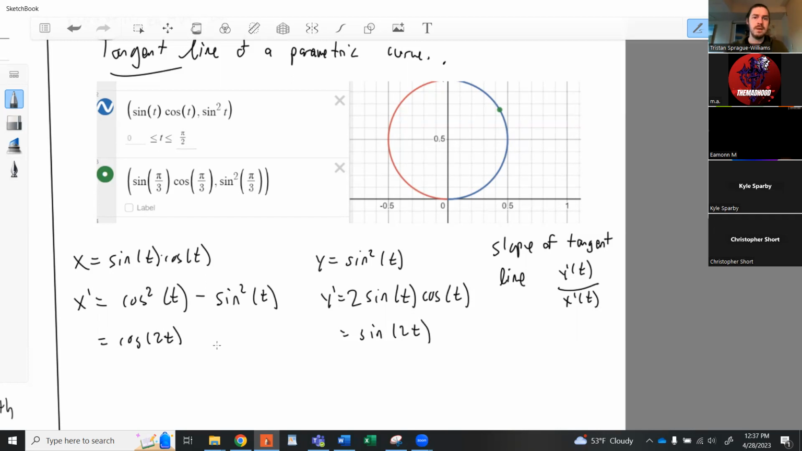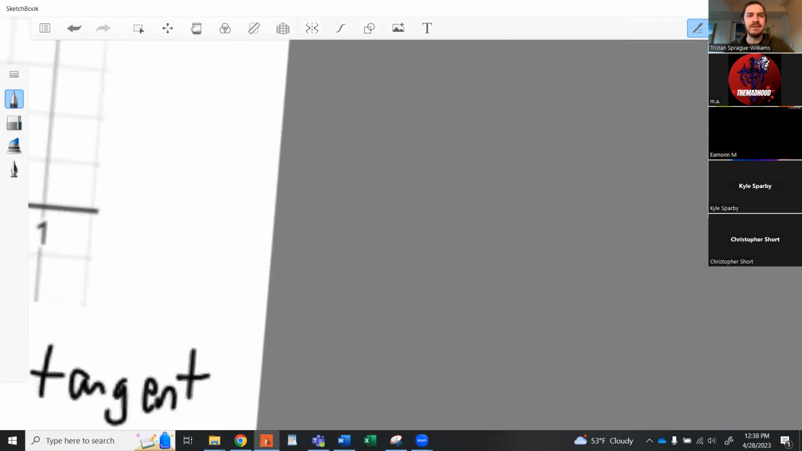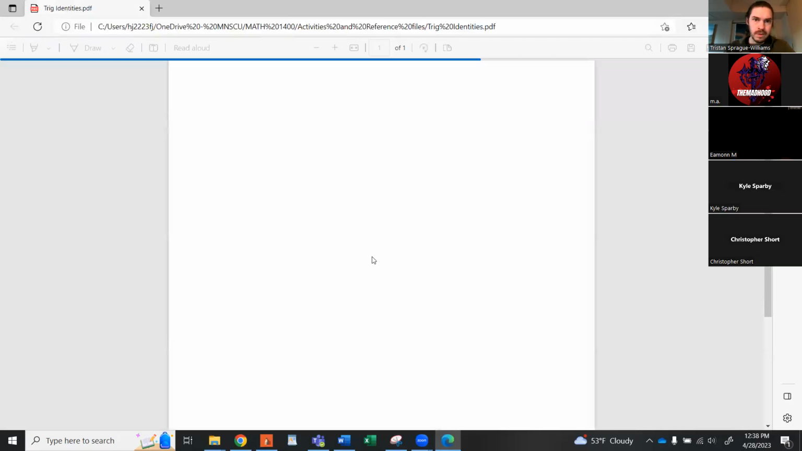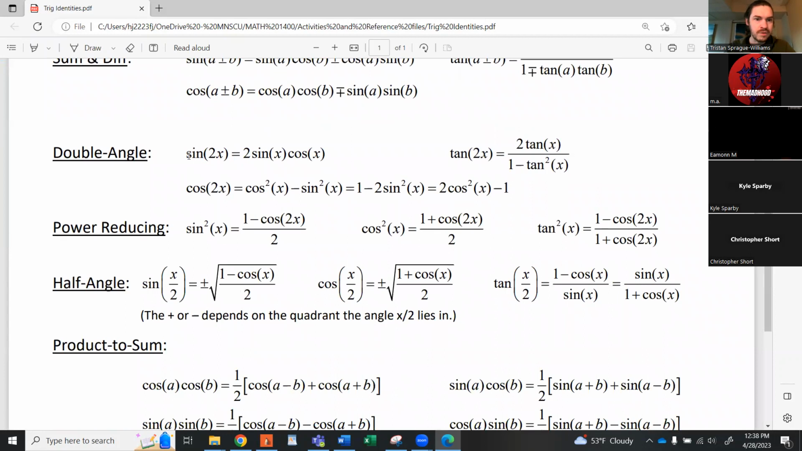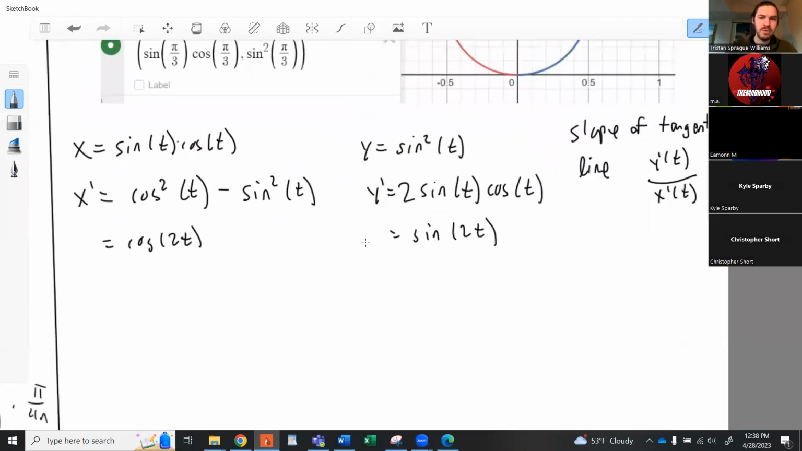Am I right about that? Let's double check our super ultimate trigonometric identity compendium. All right, where are you? Oh, it's in the Calc1 folder. Trig identities. Let's see if I remembered my trig identities. Double angle formulas. Yes, sine of 2x is 2 sine x cosine x. And cosine of 2x is, among other things, cosine squared minus sine squared. Yes, there we go. So there's x prime and y prime.